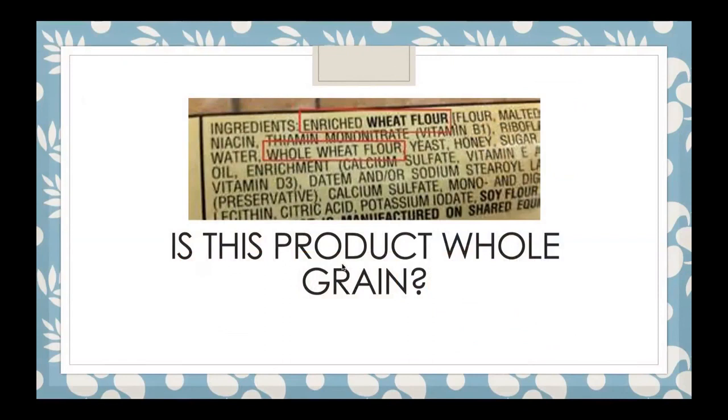Is this product whole grain? It's very important to look at the ingredients to see what you are actually eating. In this case, the first ingredient listed is enriched wheat flour, and whole wheat flour is not listed until the third ingredient down the list. So this product is not a whole grain bread. Enriched wheat flour is a refined flour that has had some of the nutrients removed, whereas whole wheat flour contains all parts of the grain, and it's a better source of fiber and nutrition.